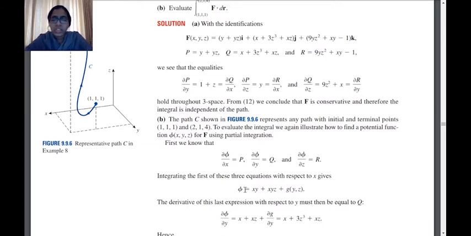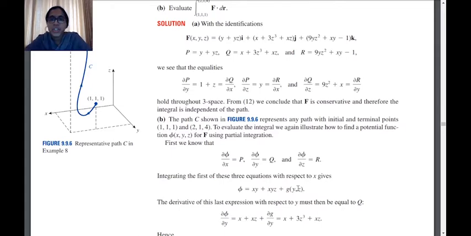Now we need to find the value of g. What is the function g? For that we are going to partially differentiate this expression with respect to y. So what will be ∂φ/∂y? ∂φ/∂y will be x + xz + ∂g/∂y.